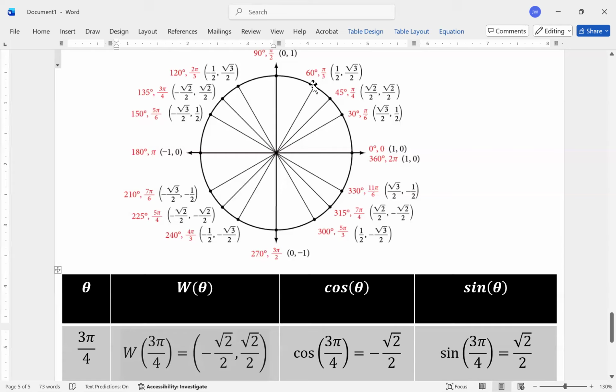And we see that when I talk about negative 5 pi over 3, I have to go all the way around to the first quadrant, and that is going to be coterminal with a positive pi over 3. So negative 5 pi over 3 is coterminal with positive pi over 3. And we get the point 1/2, root 3 over 2.